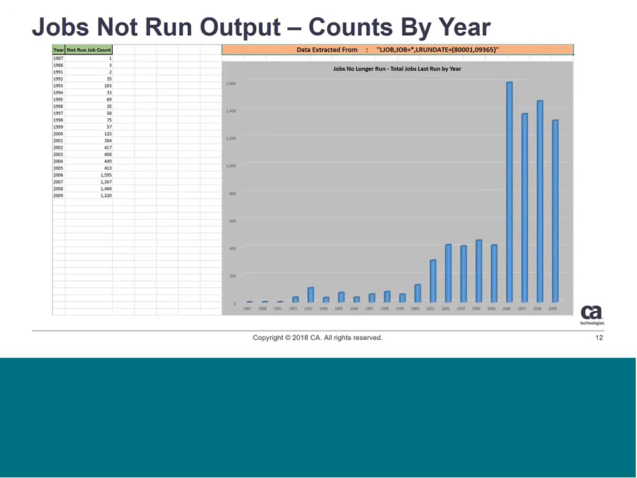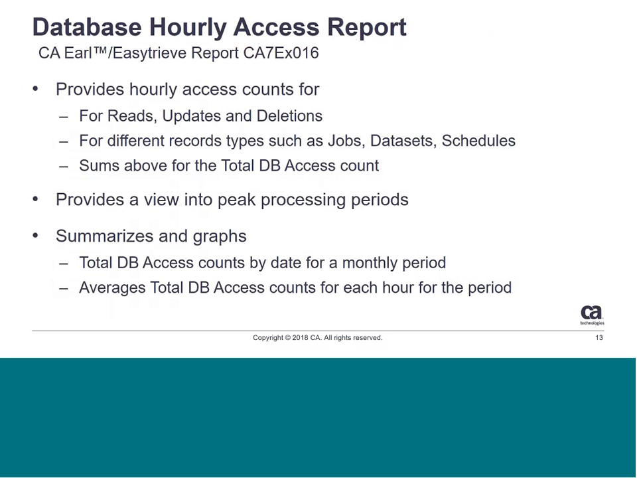Similarly, the same data, but this time processed on a year-by-year basis, and it shows for 2009, 2008, 2007, 2006, fairly large numbers of jobs that haven't run since those years. And then as you get older and older, less and less old jobs appear. Presumably, some cleanup has been done. This is actually taking data from a customer, so it's real data that we're processing here.